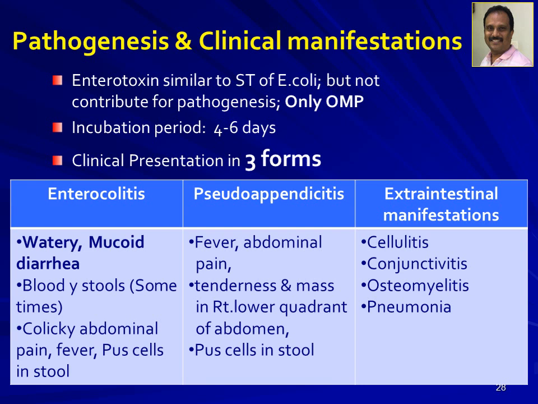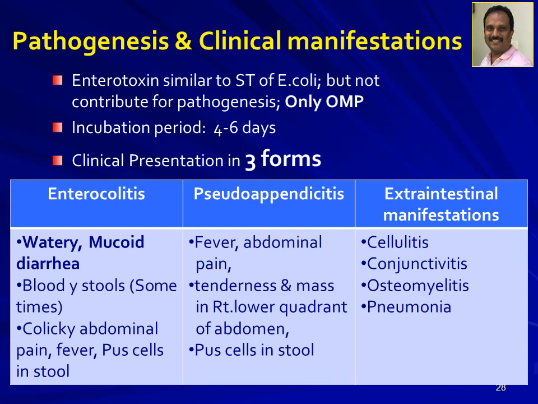So in the enterocolitis form, you can see watery mucoid diarrhea most of the time, but sometimes you can see bloody diarrhea. Other clinical manifestations are colicky abdominal pain and fever, and pus cells are seen in the stool sample. In the pseudoappendicitis form, people will suffer with fever, abdominal pain, and also tenderness and a mass in the right lower quadrant of the abdomen. Again, pus cells are seen in the stool sample. And extraintestinal manifestations like cellulitis, conjunctivitis, osteomyelitis, and pneumonia are seen. These are the three different forms of this bacterial infection, but among them, the enterocolitis form is the most common.